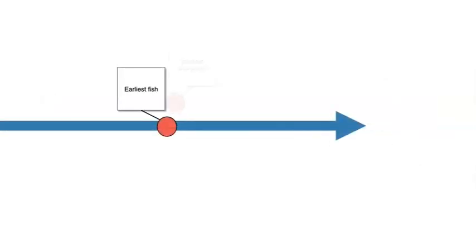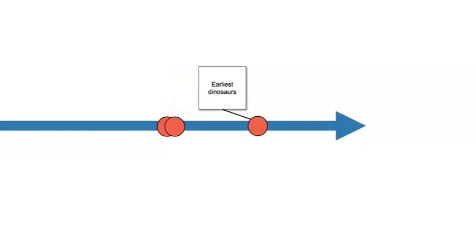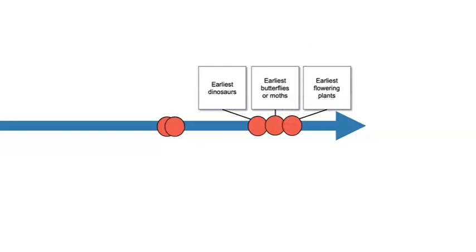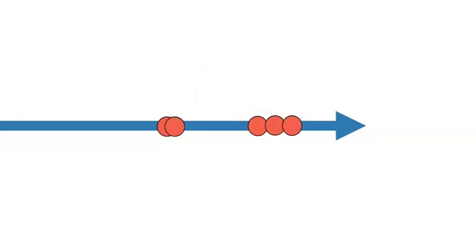The earliest land plants lived 500 million years ago, not that long after the earliest fish. We'll plot the earliest plants close to the earliest fish on our timeline. The earliest dinosaurs roamed the Earth about 250 million years after the earliest land plants, so they go a little farther down our timeline. Next, we have the earliest butterflies or moths. Then, the earliest flowering plants. Finally, we reach the earliest humans, who lived 300,000 years ago.